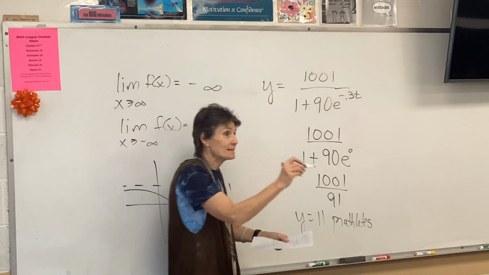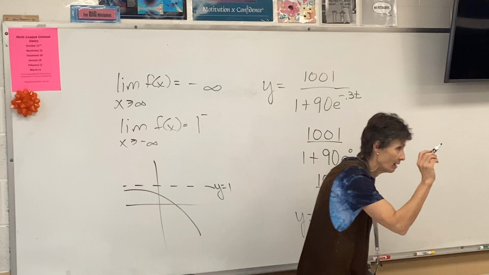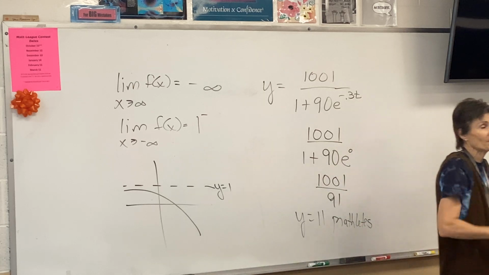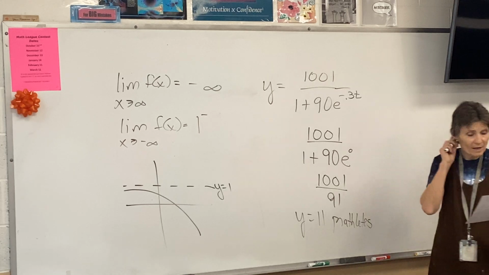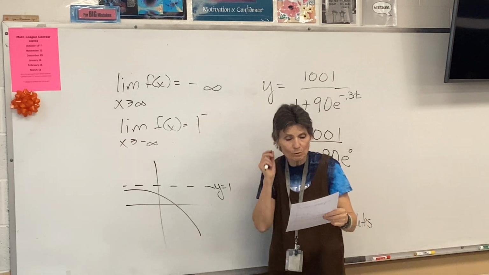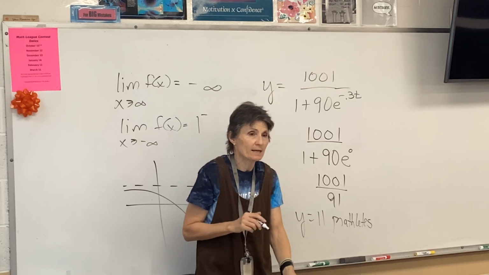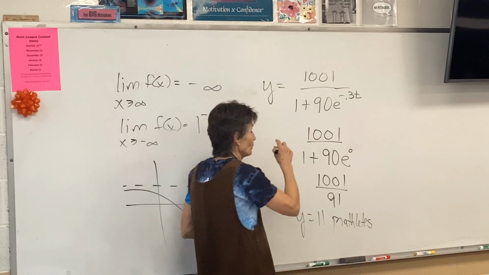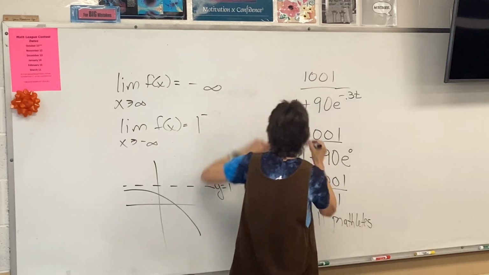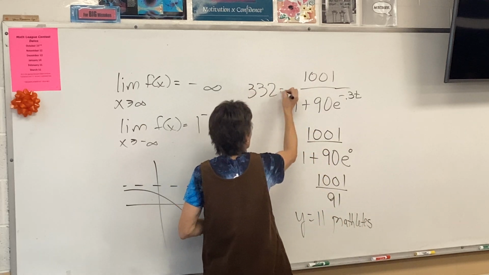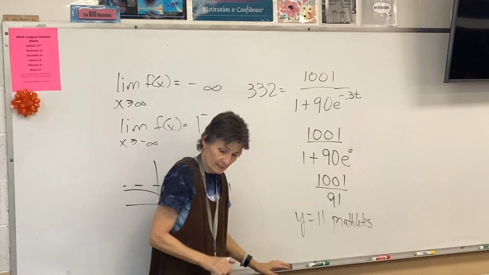What is the maximum population of athletes? That's your 1001 because that is your limit to growth. Right? So that's 1001. When will there be 332 mathletes in the city? So in other words, you want this to be 332? Yeah. So let's get our calculators out.